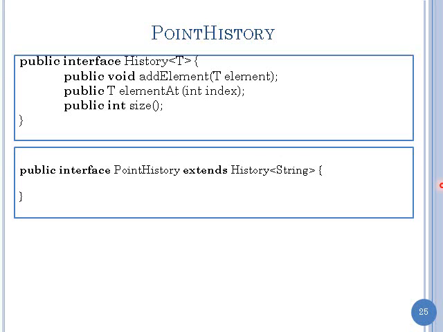So I have this History<T> declared, and what am I doing here, by the way? I don't know what I'm doing here. Actually, I didn't intend for this slide to be around. But what do you think I was trying to do here?